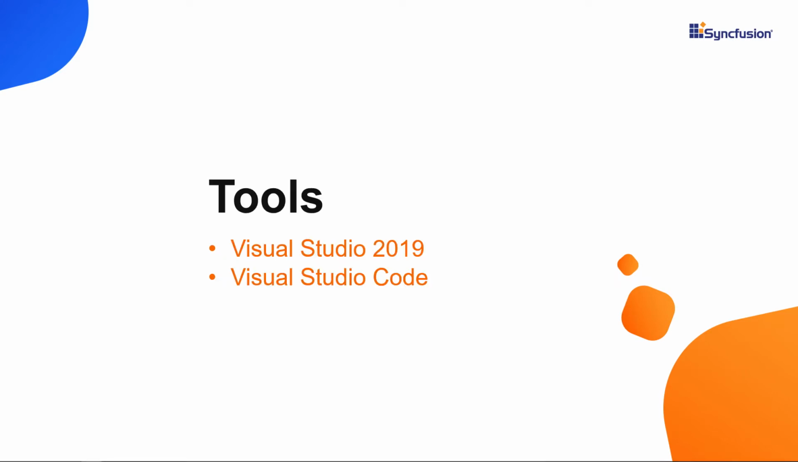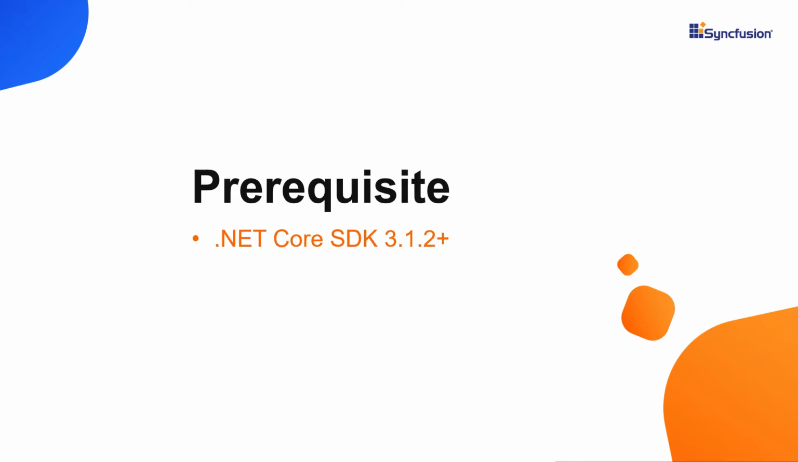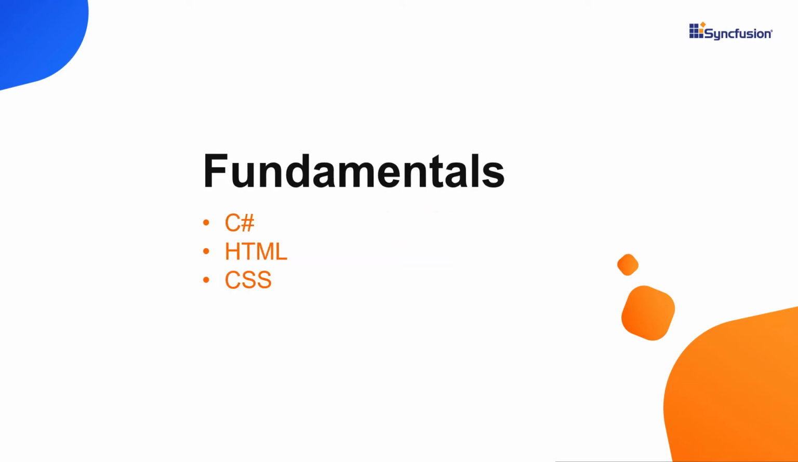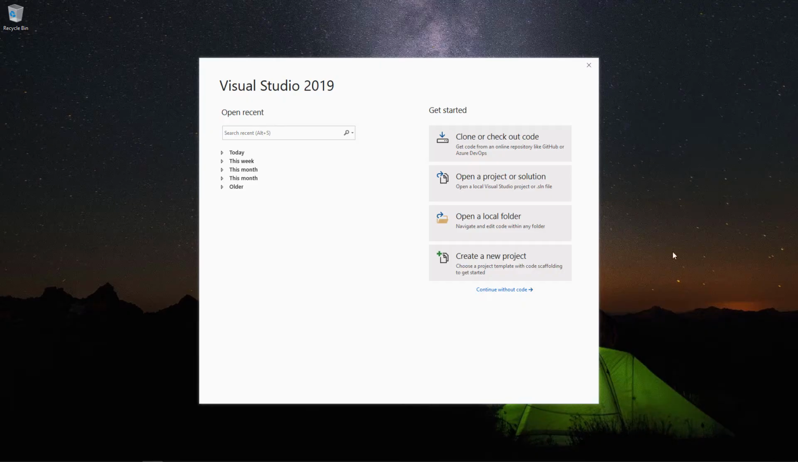You can create a Blazor application using either Visual Studio 2019 or Visual Studio Code. In this video, I will create a server-side Blazor application using Visual Studio 2019. I have installed the .NET Core SDK 3.1.2. To follow along with this video, one should have a basic understanding of C#, HTML and CSS. You can also watch a detailed video on Blazor and Syncfusion controls titled Create a Blazor Server App and Add Syncfusion Blazor Components, which I have shared in the YouTube card.